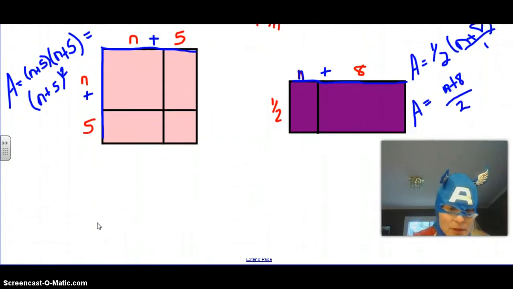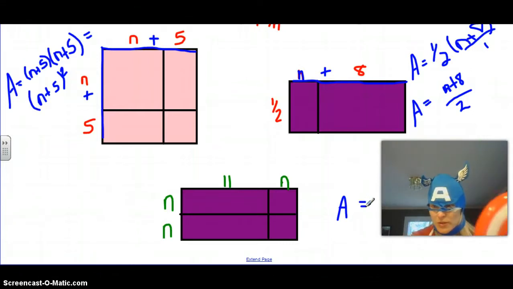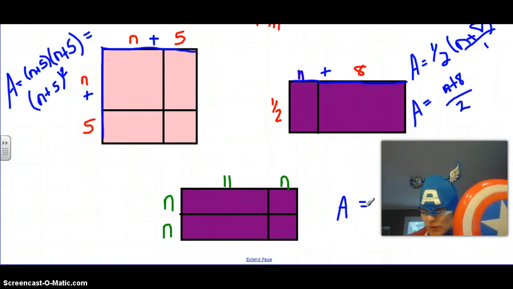So you should have a couple of notes on that, and then I am going to leave you with one to try on your own. I'd like you to finish up this example down here and tell me what the area is for this rectangle right here. And Flash with his mighty shield. We'll see you tomorrow.